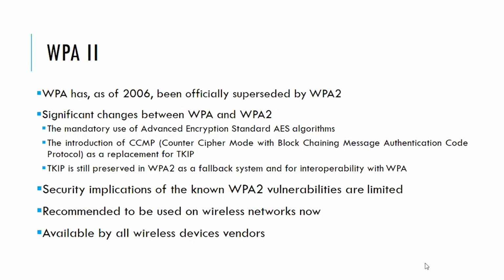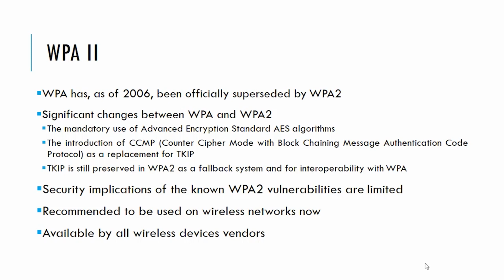The significant changes between WPA 2 and WPA 1 were the following: the mandatory use of the Advanced Encryption Standard, AES algorithm, which is a very strong encryption algorithm that has not been proven to be easily broken. And the introduction of CCMP, Counter Mode Cipher Block Chaining Message Authentication Code Protocol. Very long name, but it is just a replacement for TKIP, the encryption algorithm used by WPA 1. Anyhow, TKIP is still preserved in WPA 2 as a fallback and for interoperability between devices using WPA 1 and WPA 2.